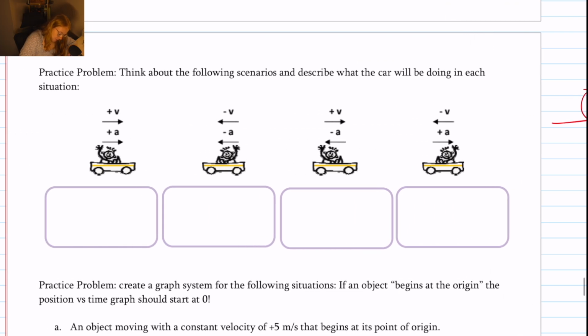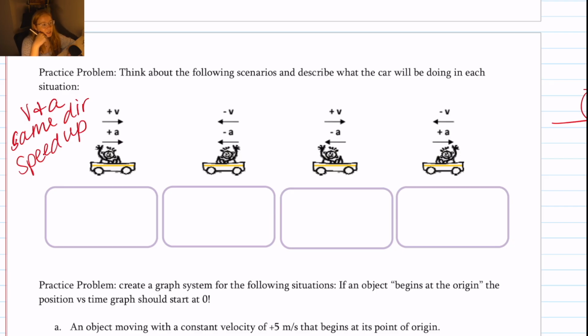If velocity and acceleration are the same direction, that means you're speeding up. So think about it as them working together. You're moving right, but you're also accelerating right. That means you're speeding up to the right. If you're moving left and accelerating left, that means you're speeding up, but to the left. So if they have the same direction, whether that be right or left, they're working together, and that causes a speed up.